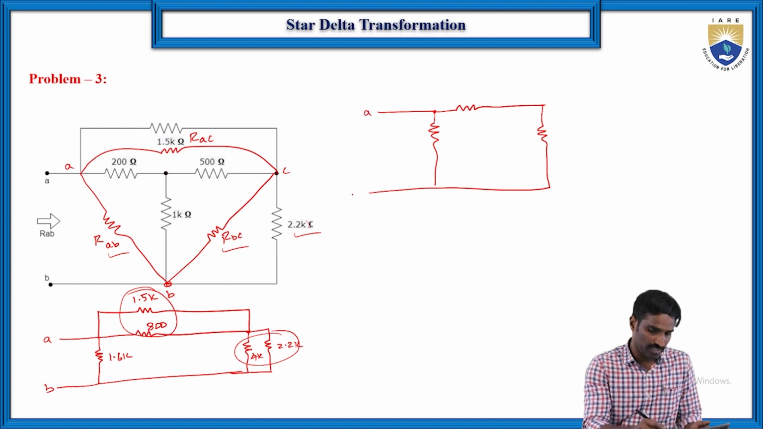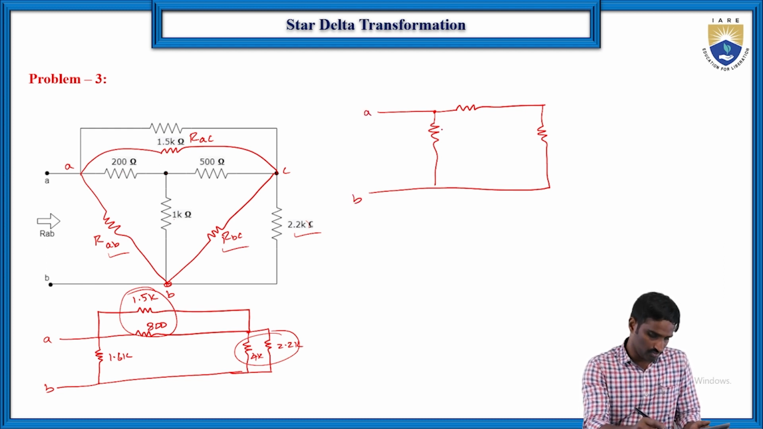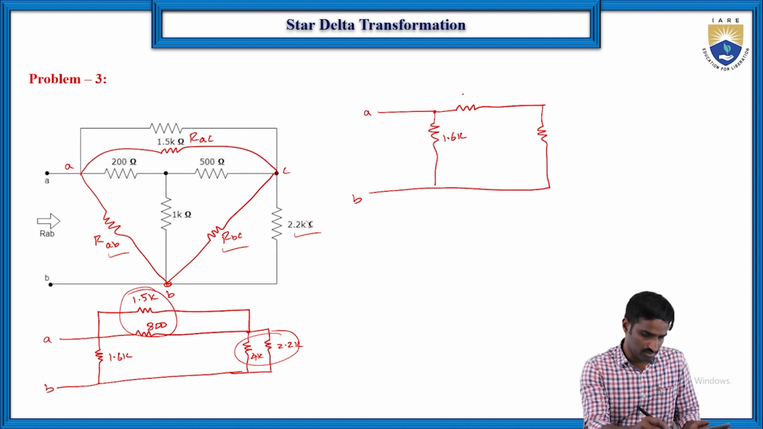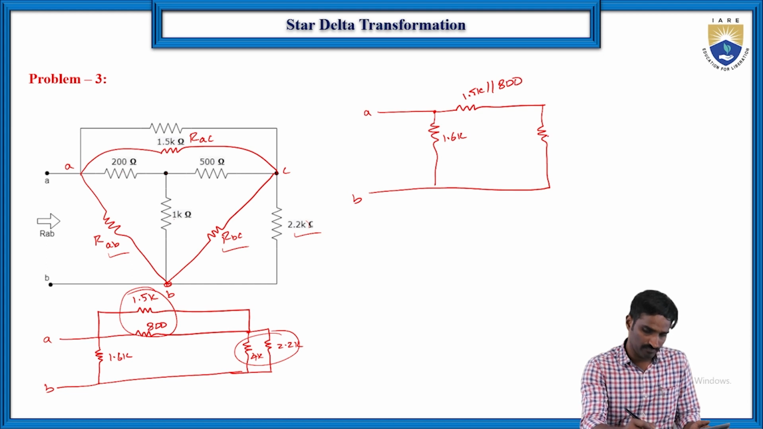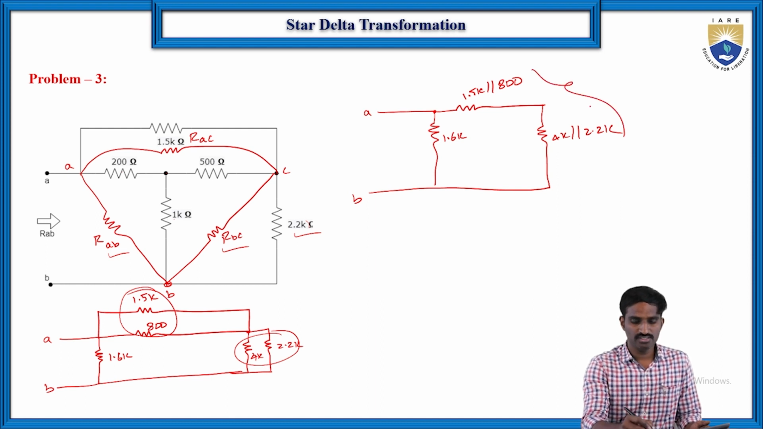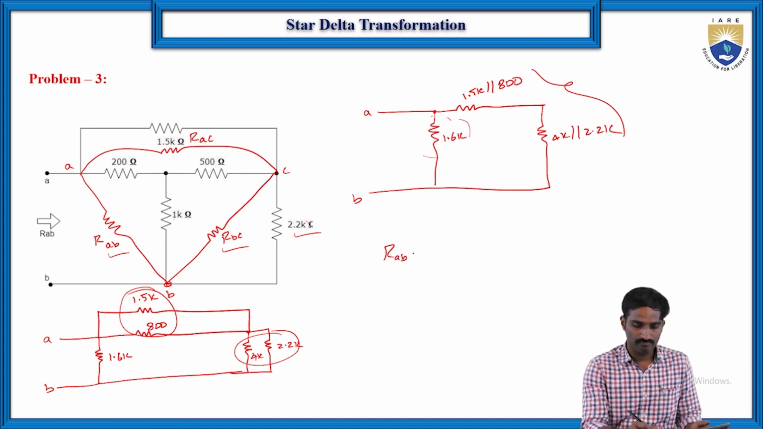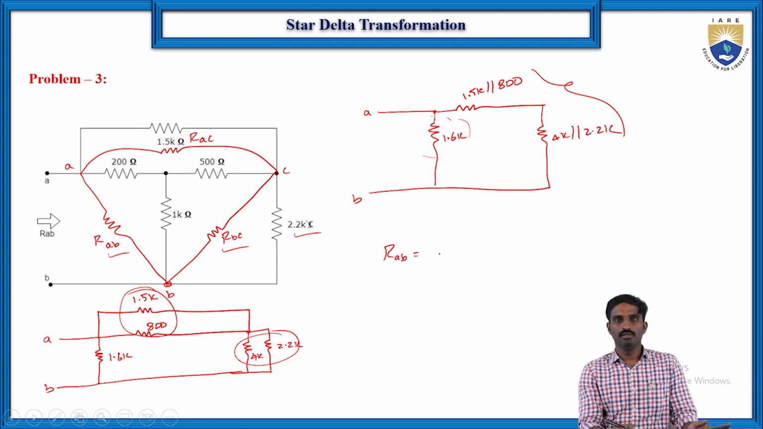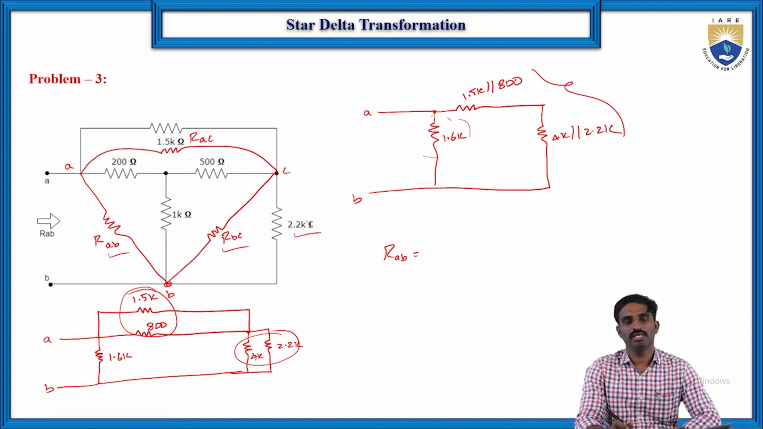So here again A and B. Okay, so here it is 1.6K, and here the combination. So 1.5K is in parallel with 800, and here 4K is in parallel with 2.2K. Then again these two are in series, and this series combination is in parallel with this one, so that you will get the RAB, right? So this is how we can find the equivalent resistance.